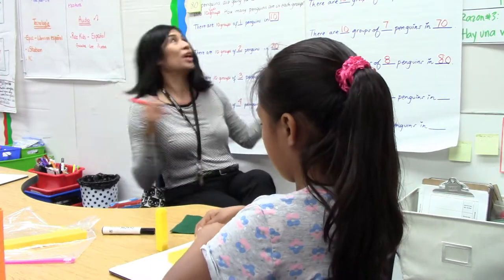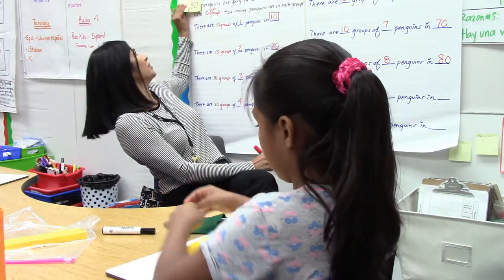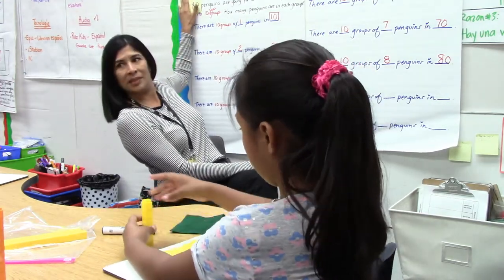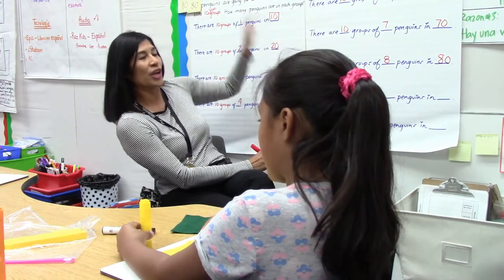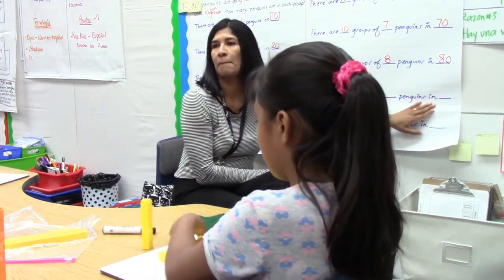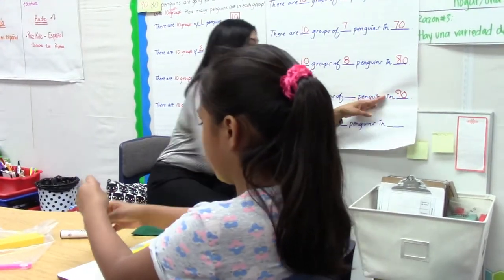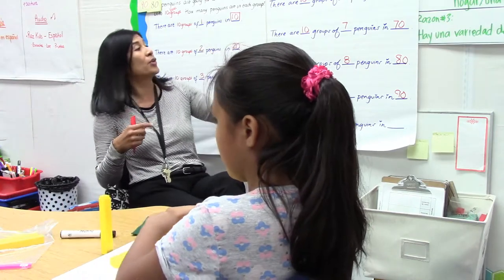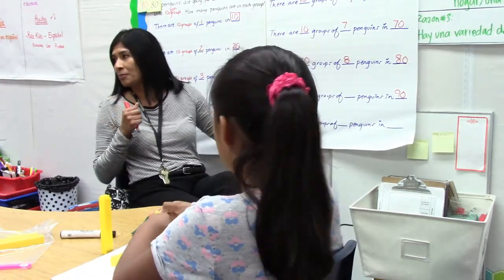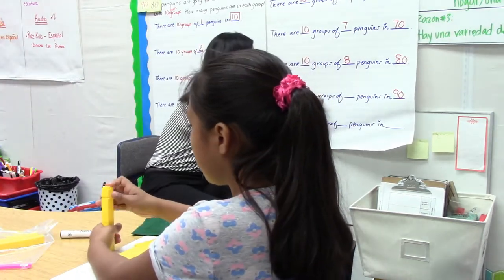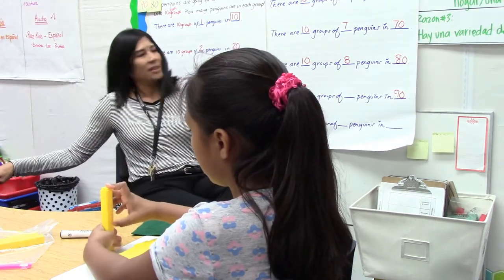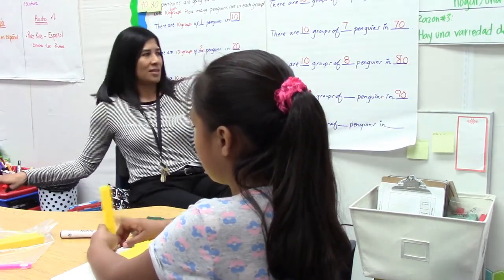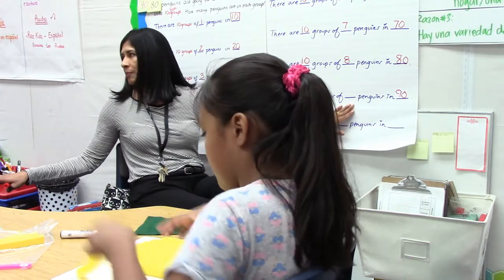Now, this one that you're doing, the one with the 9, Abner, let me start with you. So now, how many penguins do you have total? 90. Okay. 90. And how many groups, Jair, do you have? You had 90 penguins into how many groups? 10. 10 groups. And Ashley. So 90 penguins, 10 groups. How many were in each? 9.